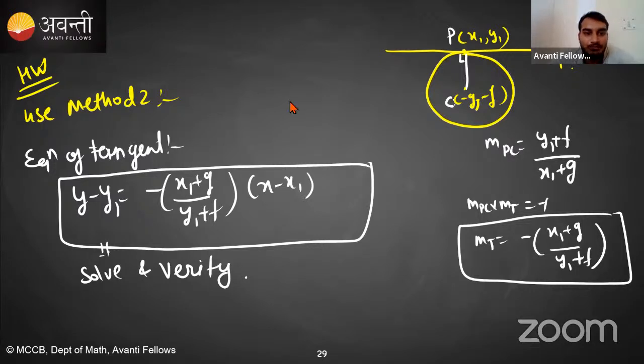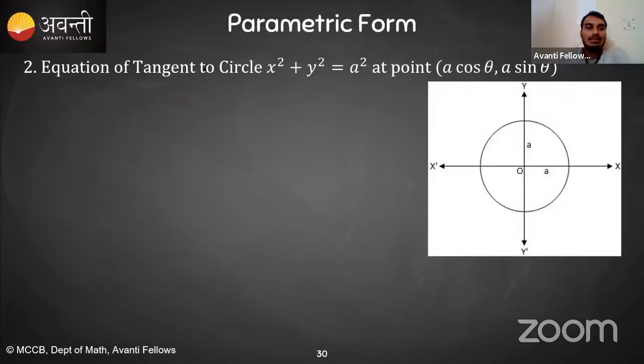Let's do one more parametric equation of the tangent. This is saying the equation of tangent to the circle. What is the circle? In this case, x square plus y square is equal to a square at the point a cos theta, a sin theta. ये तो हमें वैसे भी देख के समझ में आ जाना चाहिए.